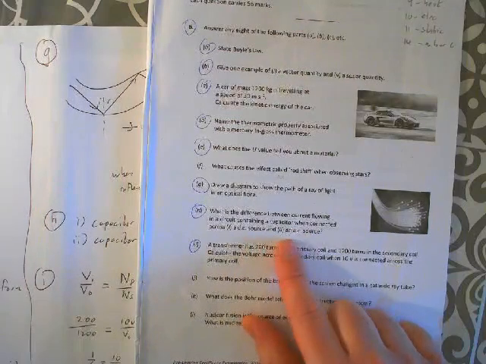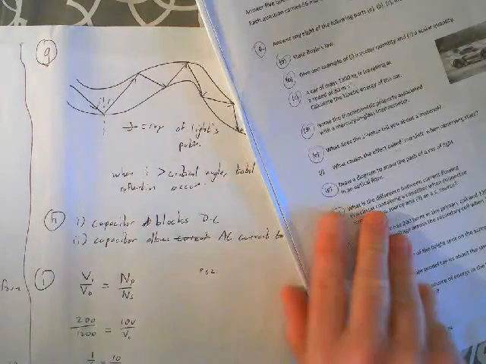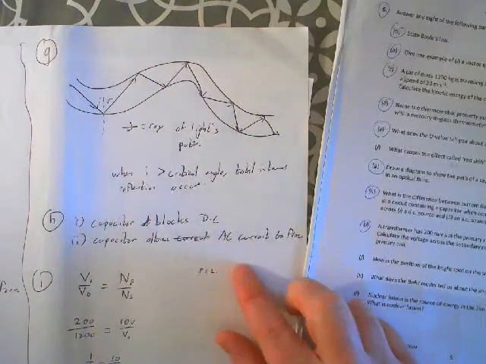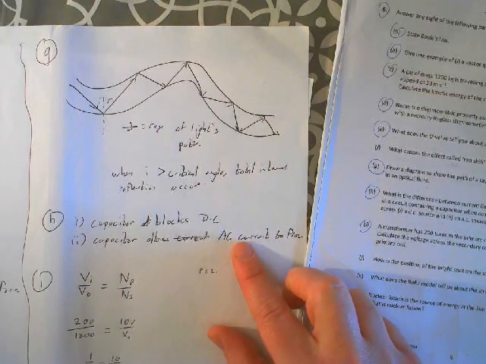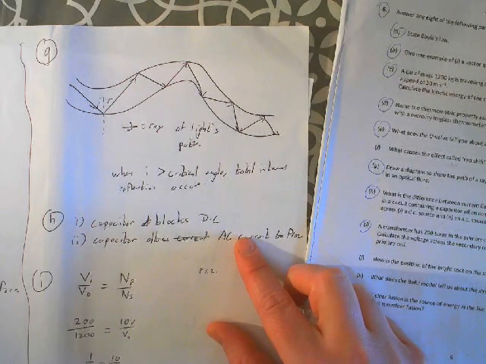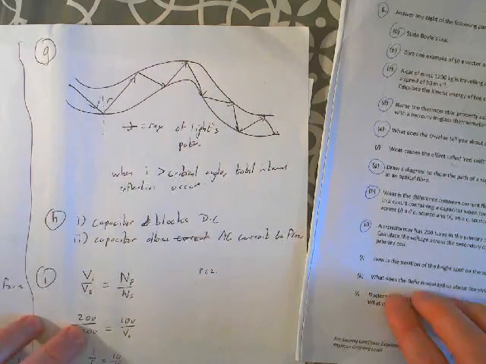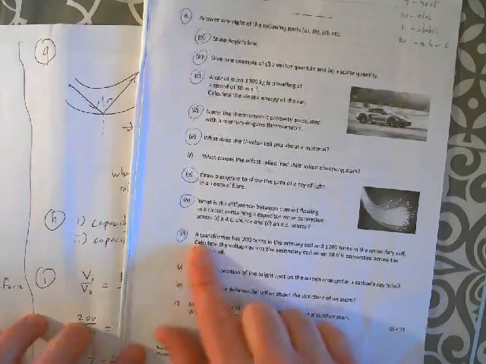Part H, what is the difference between current flowing in a circuit containing a capacitor when connected to a DC and an AC source? Well, remember, a capacitor will block direct current because it will charge up and then it'll get to an equal potential as the power source and nothing happens. But it will allow AC to flow because it's going to constantly charge and discharge.